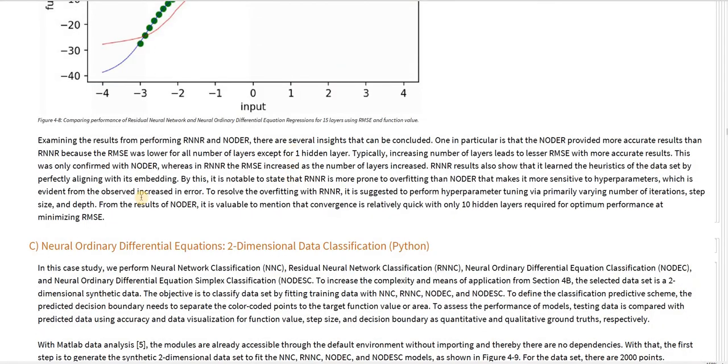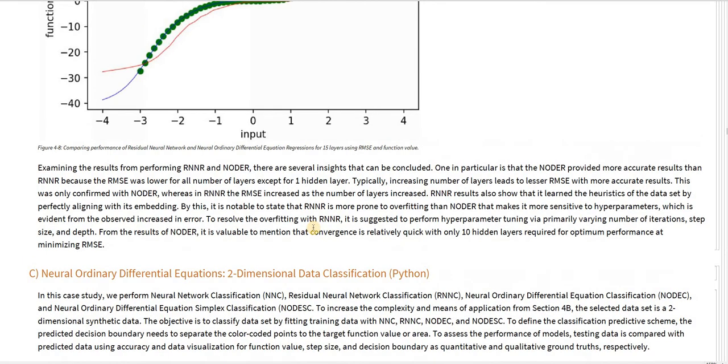So now let's talk about some of the underlying insights that we gained from this first case study. One in particular is that the ODE neural network provided more accurate results than the residual neural network in terms of regression. The reason for that is the root mean squared error was lower for all the numbers of layers except for the first hidden layer, of course. And oftentimes that doesn't give us the best results, so that's why we're doing a parametric study, increasing the number of hidden layers.